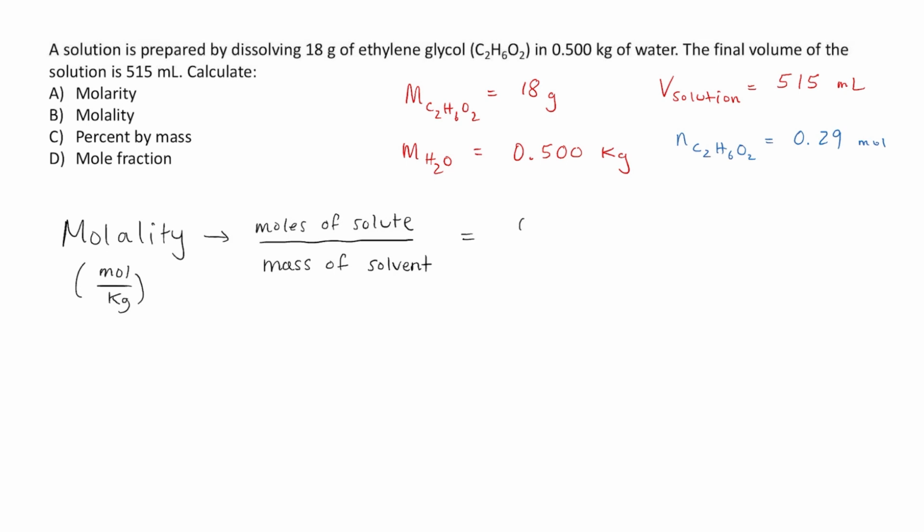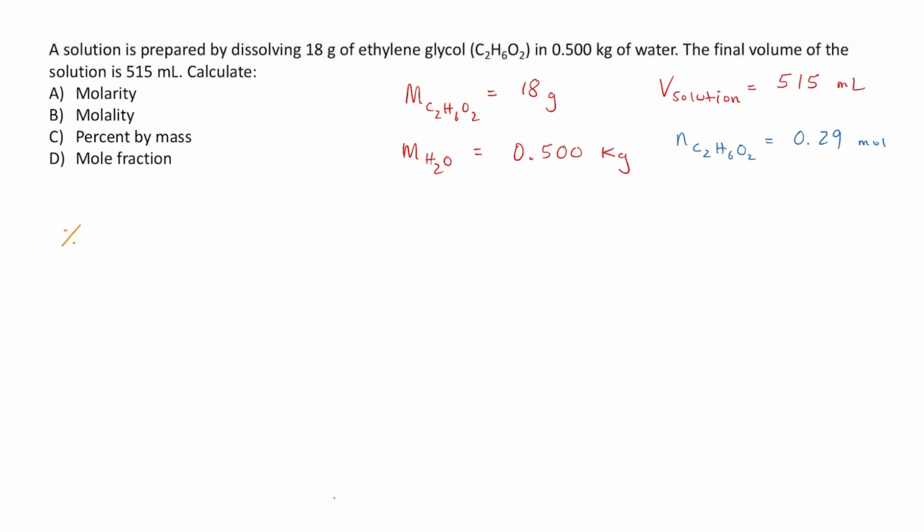This one will be pretty easy for us because we already know the moles of the solute and the mass of the solvent. And so we can quickly do the math and see that the molality of the solution is 0.58 moles per kilogram. And now we can find the percent by mass. This is the mass of the solute divided by the mass of the solution, and then multiply that by 100%.